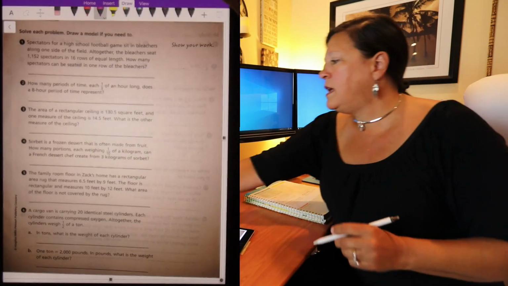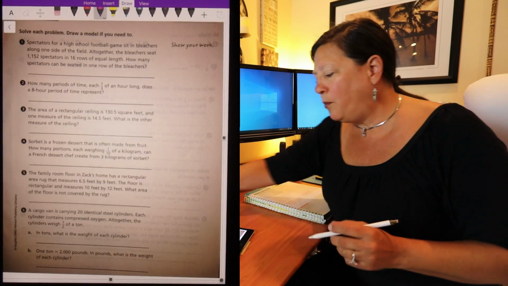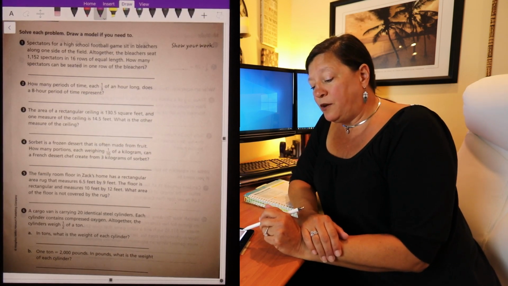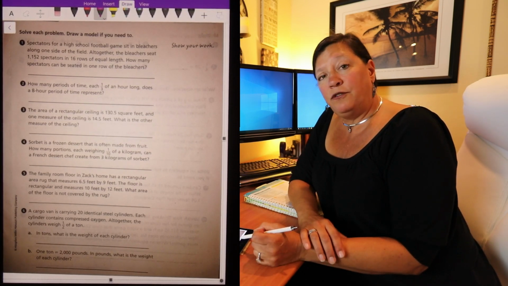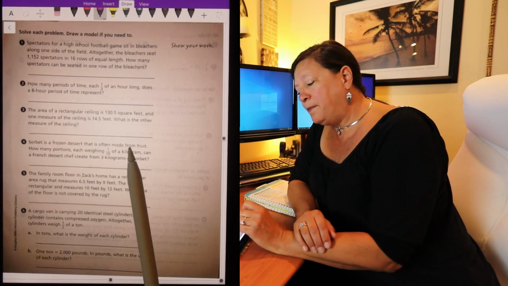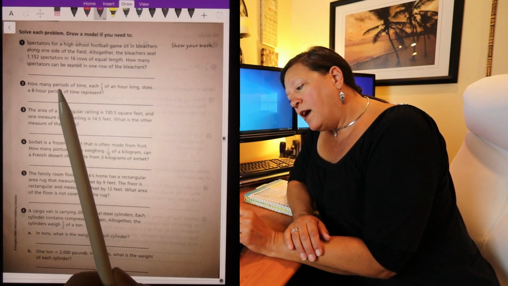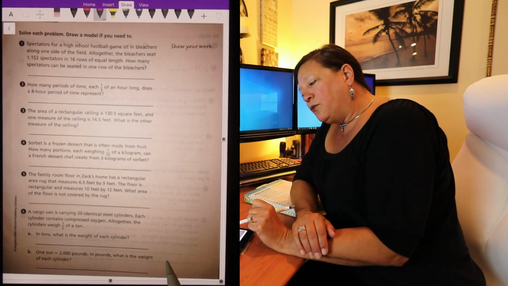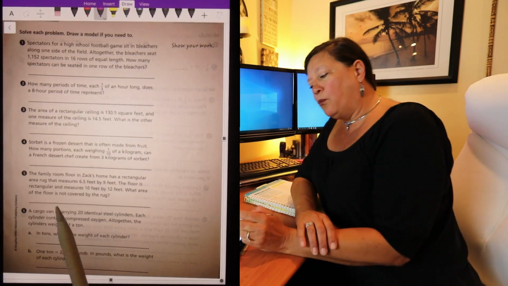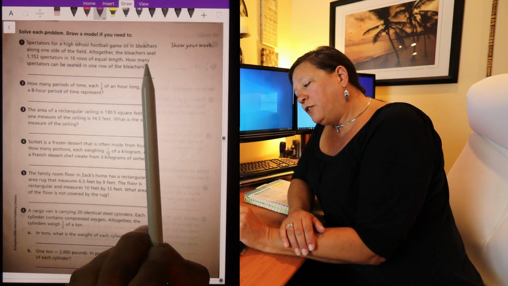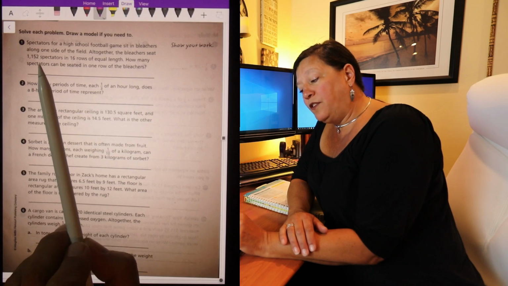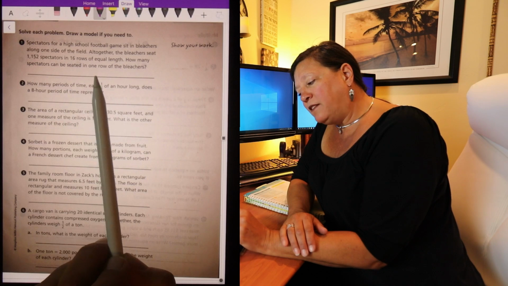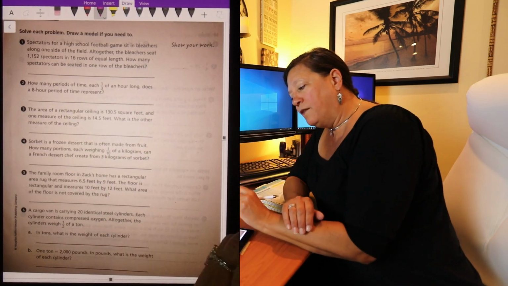Let's go ahead and pull out our 6-2 homework and go through these. We'll come up with the equations, and then you can work the equations, and we'll see how you do when I give you the answers for them at the end of the day tomorrow. All right. Okay, so number 1, spectators for a high school football game sit in bleachers along one side of the field. Altogether, the bleachers seat 1,152 spectators in 16 rows of equal lengths. How many spectators can be seated in one row of the bleachers?